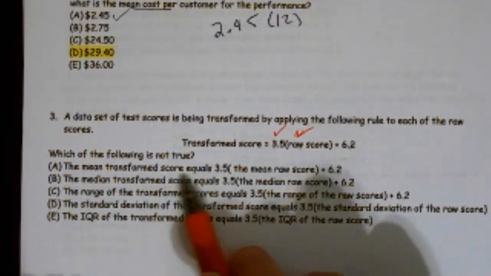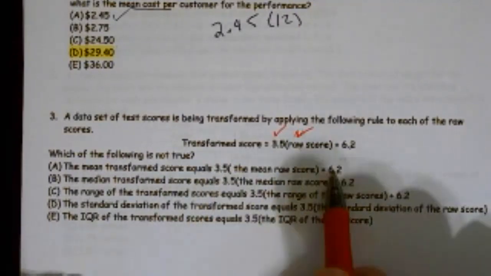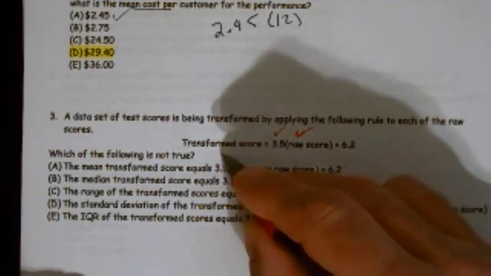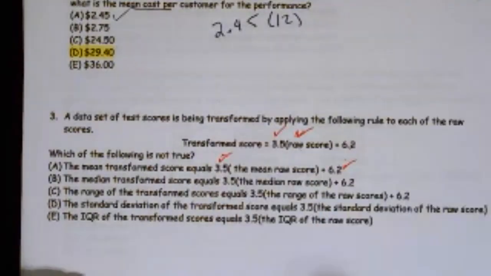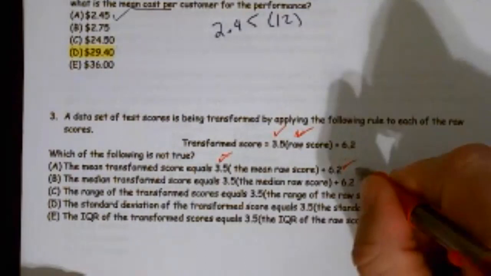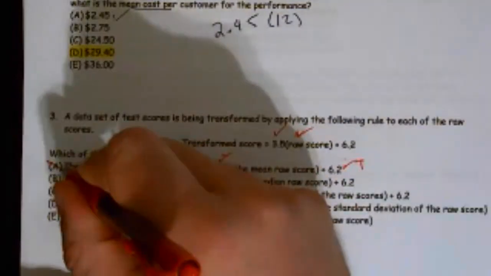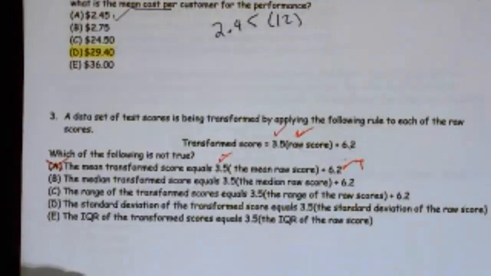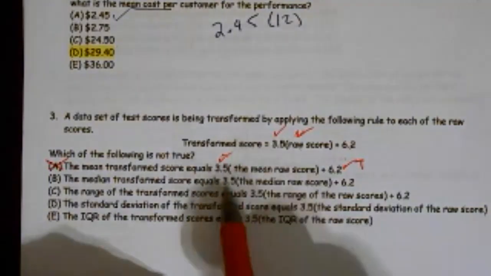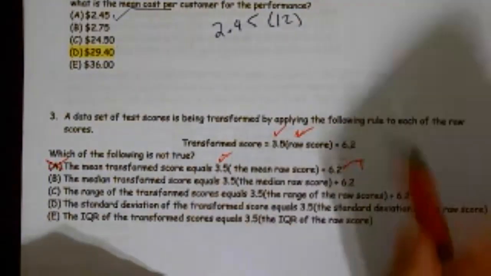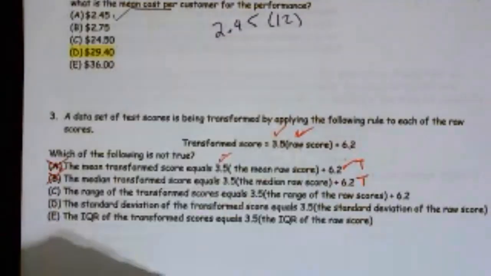So the mean transform score equals 3.5 plus. That is correct because we can multiply and we can add, so that's good. So this is true. This is a true statement, and we're looking for not true. The median transform score, once again, we can multiply and we can add, so this is true. So this is not what we're looking for.